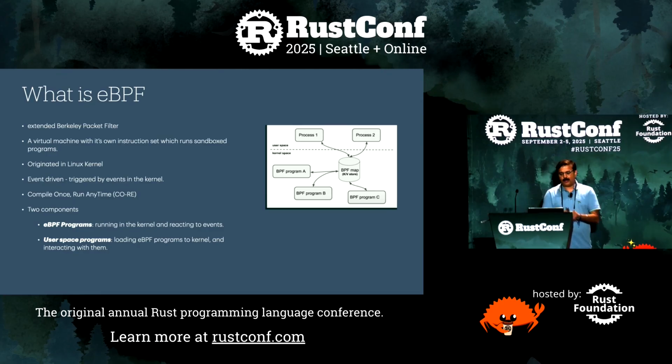There are two main components of eBPF. One is the eBPF program. That's the actual code which runs inside the kernel. The other one is the user space program. eBPF can execute in the kernel, but we need some way to load that kernel program and also to get the data from that eBPF program into user space. So we have a user space program whose responsibility is to load the eBPF program into the kernel and then also interact with it to get the data out of the kernel.